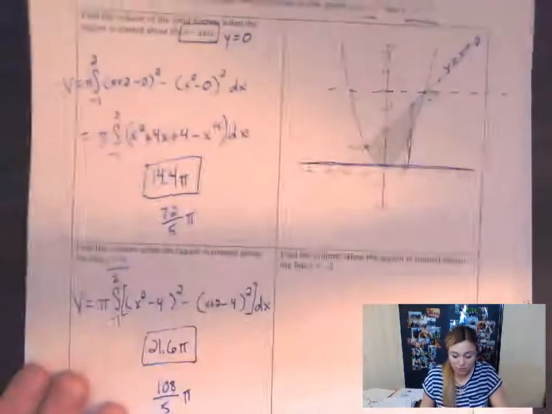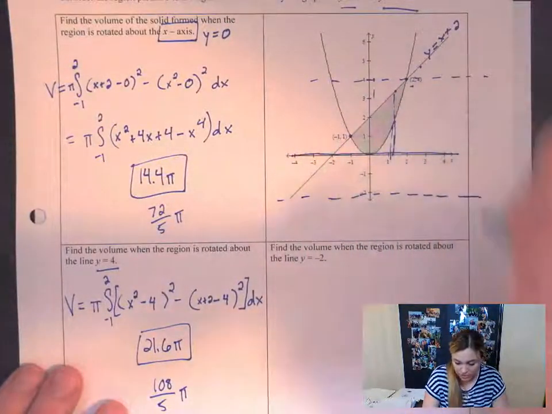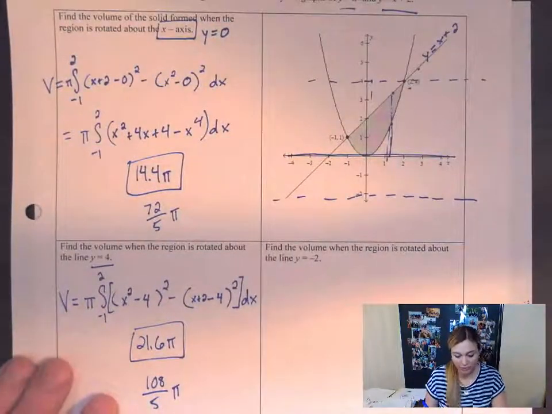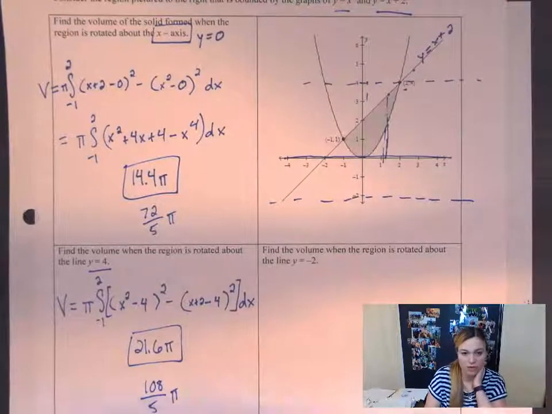Okay, I know this is going to be tough, but try this one. See what you can do. Remember, y equals negative 2 is the axis of rotation. This is what I'm revolving around. So y equals negative 2. Think about, how would you write this integral?